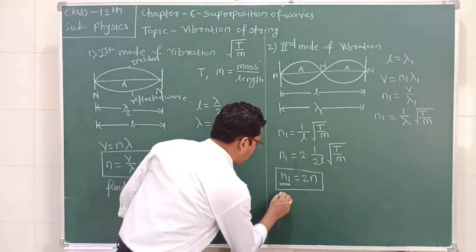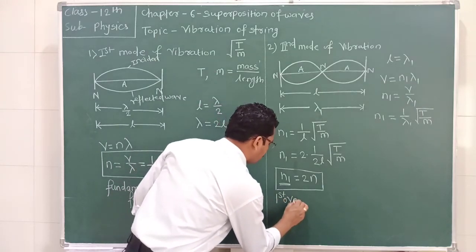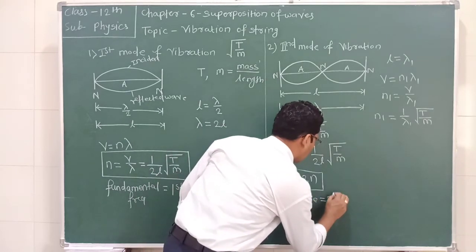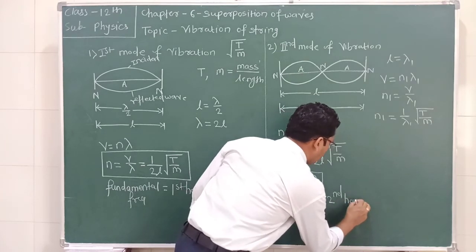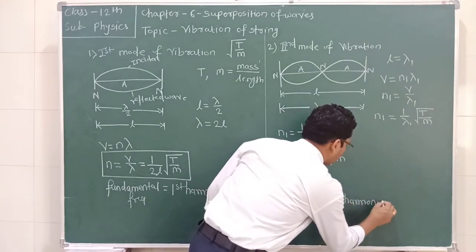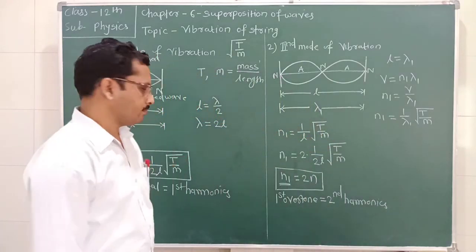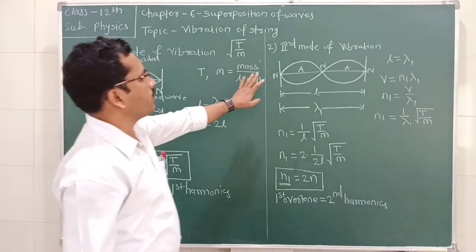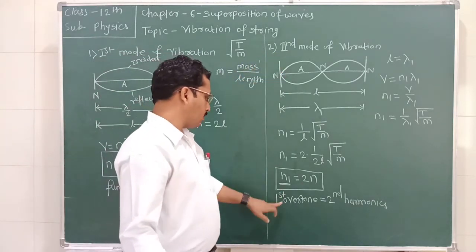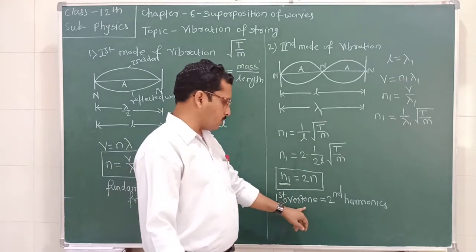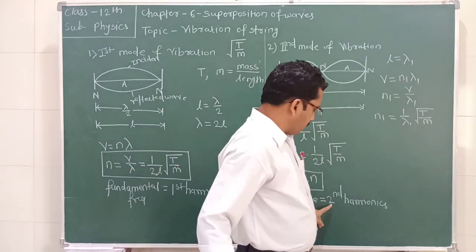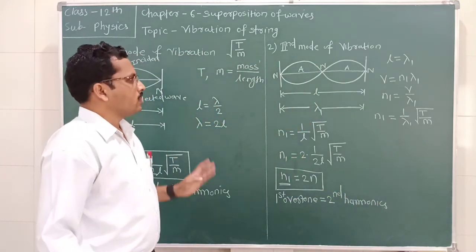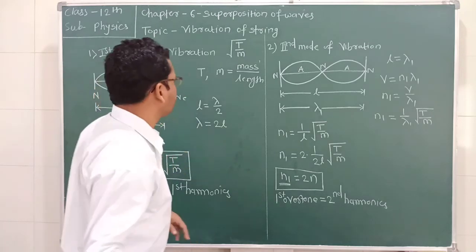What is this? This is the first overtone, and this first overtone is nothing but the second harmonic. So in the case of vibration of string in the second mode, the frequency of the first overtone is equal to the frequency of the second harmonic. They both are equal. Now we are moving towards the third mode of vibration.